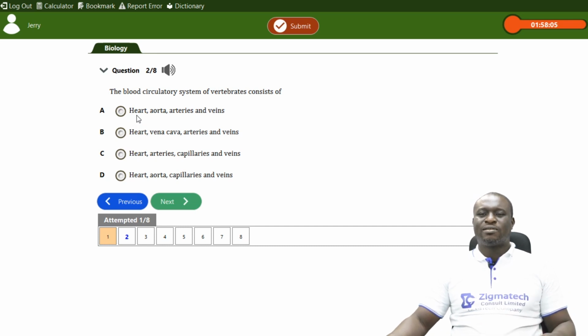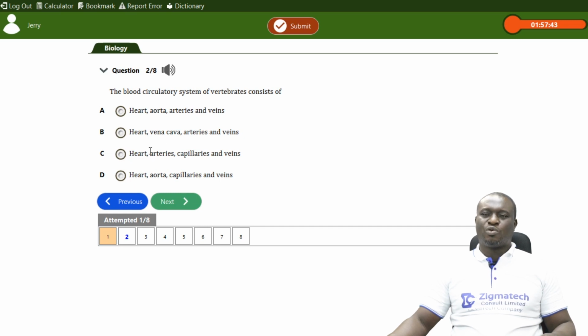Is it from the heart to the aorta? Is it from the aorta to the arteries and veins? Wrong. Is it from the heart to the vena cava? No. Is it from the heart to the arteries and then capillaries and then veins? Correct. And D, the heart to the aorta, capillaries and then veins? No. The aorta is not the only artery we have.